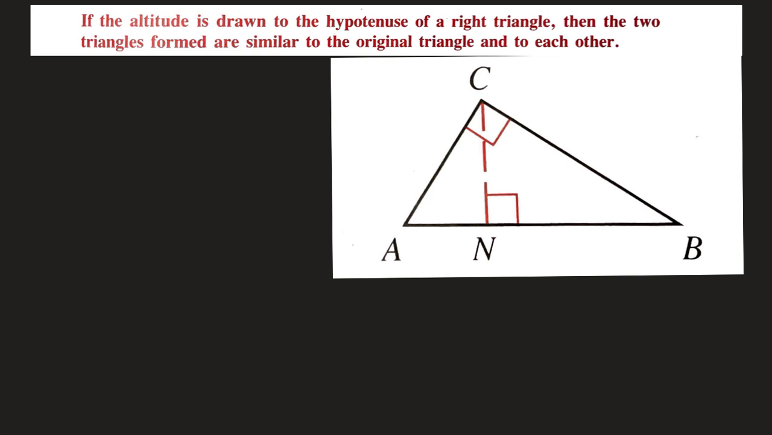This theorem states that if the altitude is drawn to the hypotenuse of a right triangle, so this altitude on the hypotenuse here, then the two triangles formed, here's a smaller triangle and a middle-sized triangle, are similar to the original triangle, the big one, and they're similar to each other. And I'd like to show you something further on this.